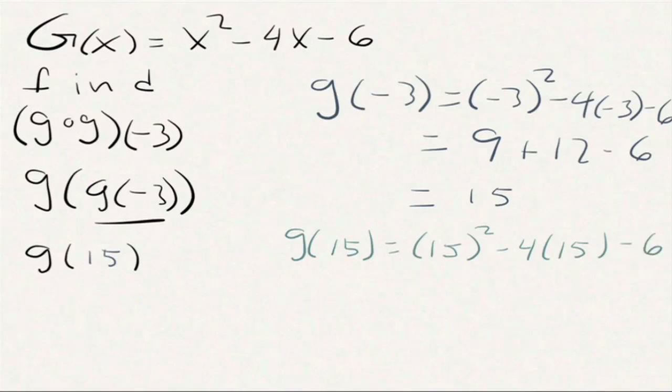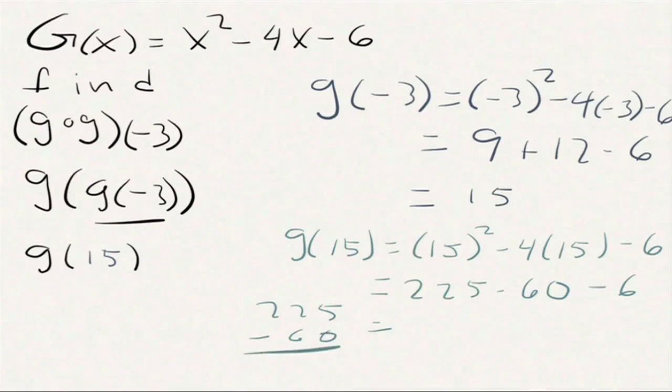Let's go through. Let's get that 15 squared. I think that's 225. Check me. If I'm wrong, make sure you comment below. 4 times 15 is 60, minus 6. Oh, these are big. Nasty. So, let's check that out. 225 minus 60.